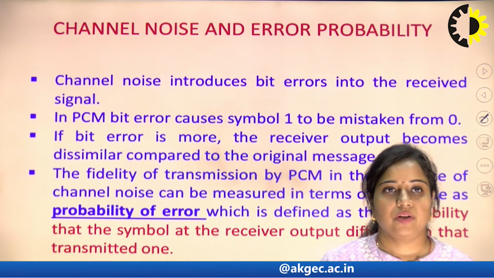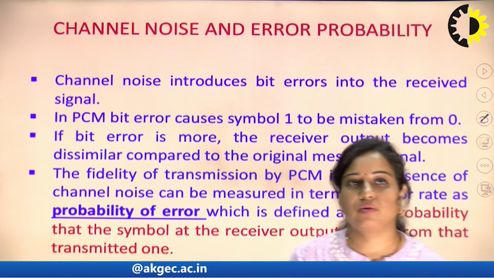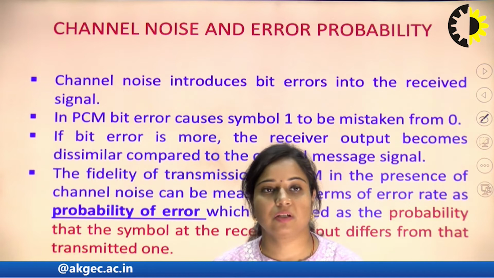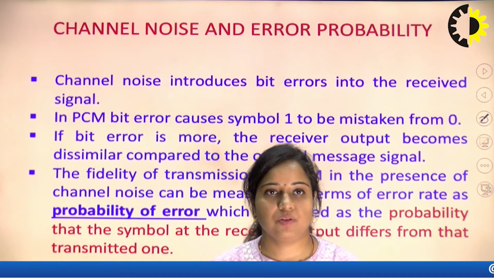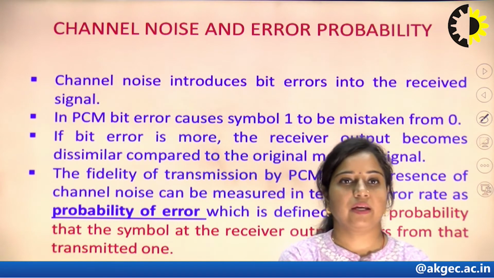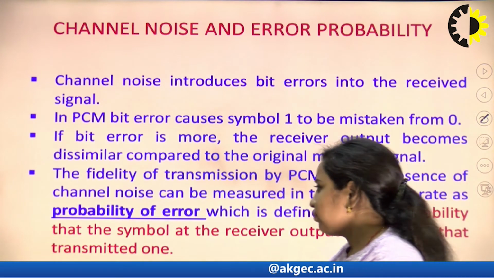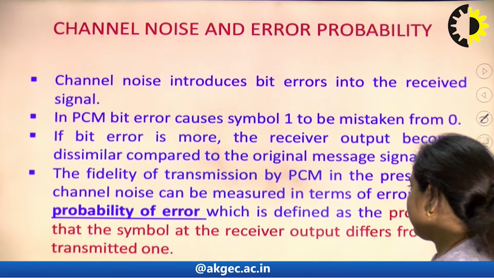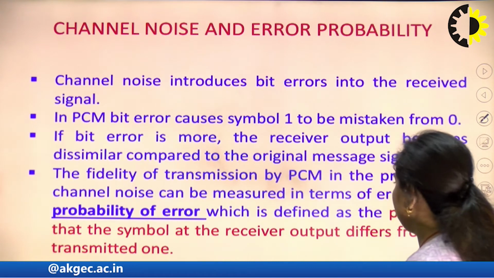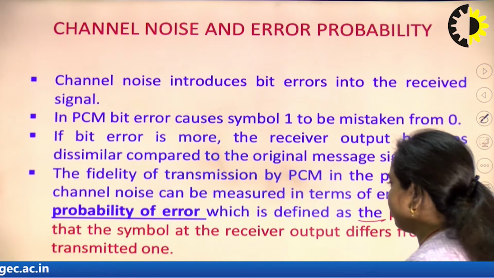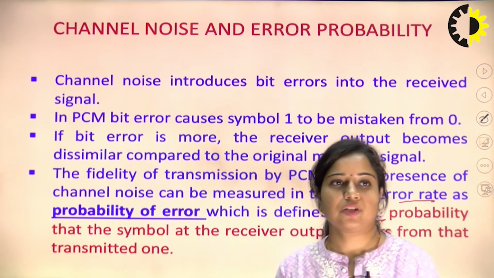If the bit error is more, the received output becomes dissimilar to the original message signal. Say 10 bits are transmitted and 5 bits have an error. The information reconstructed from these 10 bits does not make any sense, because 50% of the bits have errors. The fidelity of transmission by PCM in the presence of channel noise can be measured in terms of the probability of error, which is defined as the probability that the symbol at the receiver output differs from the transmitted one.